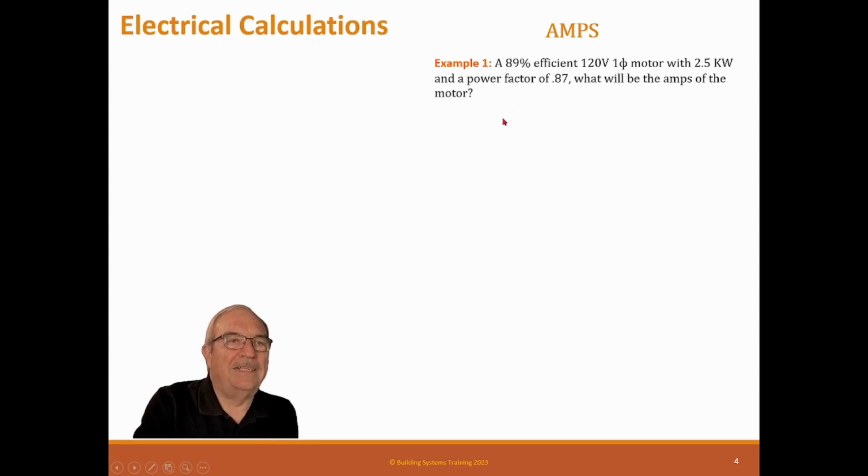An 89% efficient 120 volt single phase motor with 2.5 kW and a power factor of 0.87, what will be the amps of the motor?